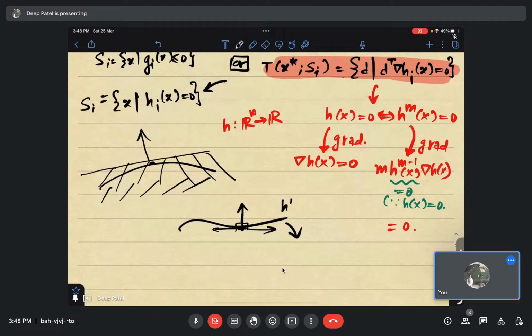But I could have equivalently written this line, h of x equals 0, and morphed it into something else. Now I have scaled my gradient by some other factor, so it will no longer look like this. This won't be my normal direction as I would expect. I'll get something else.